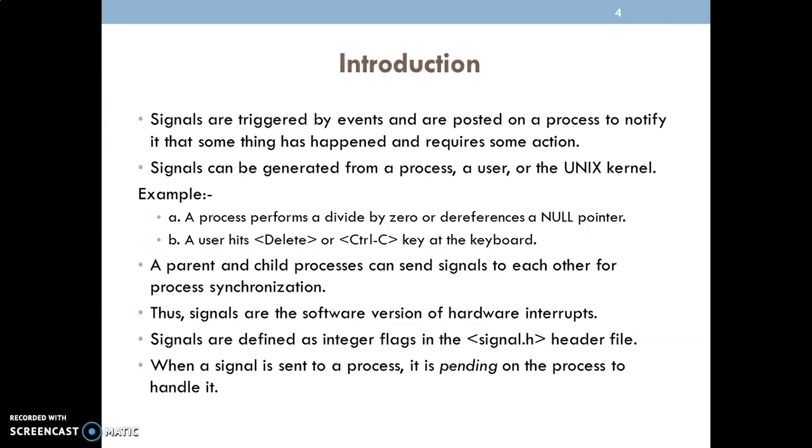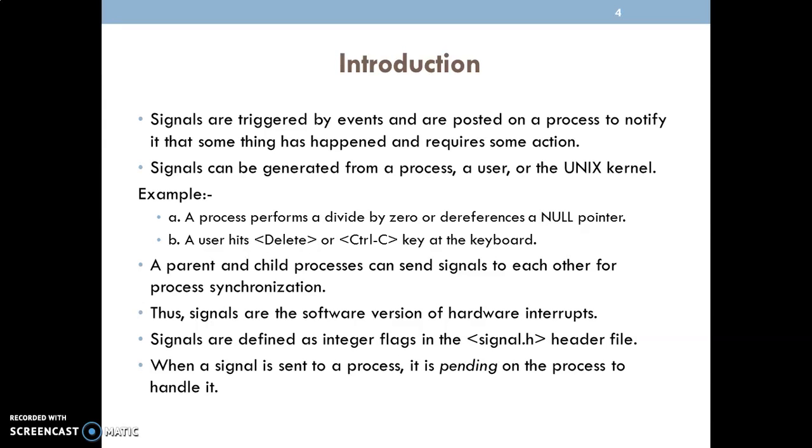The same thing is applicable in the Unix operating system. The processes communicate with each other through signals, meaning they are performing an event, and based on that, the corresponding process will take some action. These signals can be generated from a process, a user, or the Unix kernel. I mean, the sources of the signals are a process, a user, or the Unix kernel.